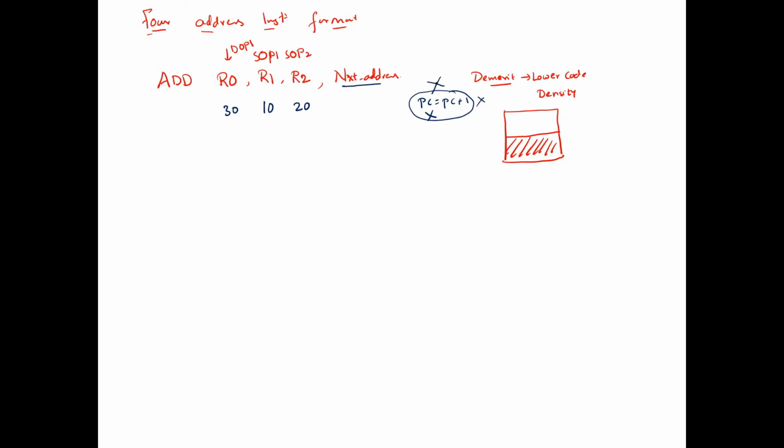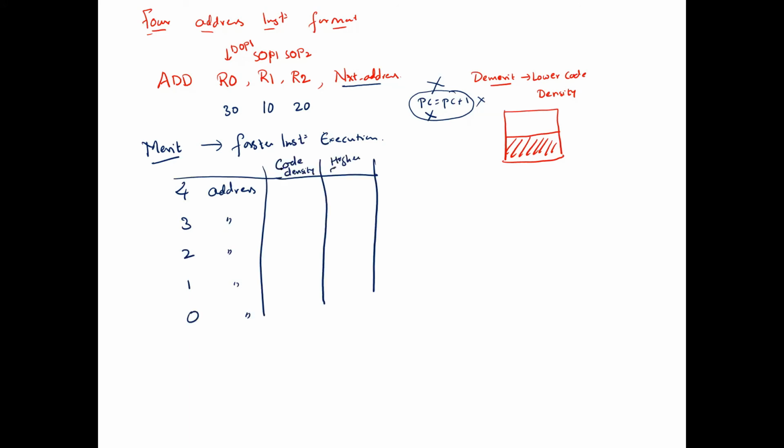If I go via the program counter register, it will consume some time to reach the next instruction. Even that time we are saving here. So I can conclude that the merit of the four address instruction format is that they are much faster in execution. Four address, then we have three address, two address, one address, and zero address. Code density, and performance, or I will write higher execution, higher performance.